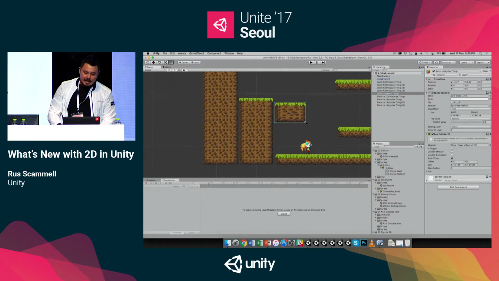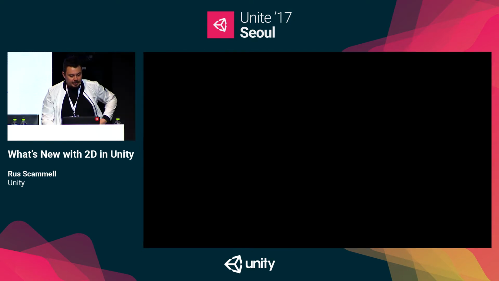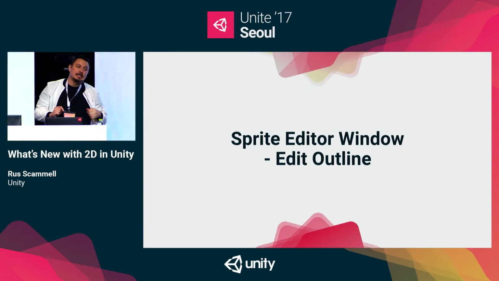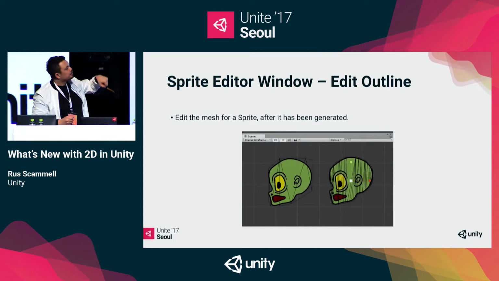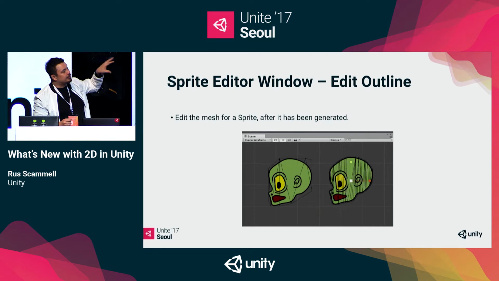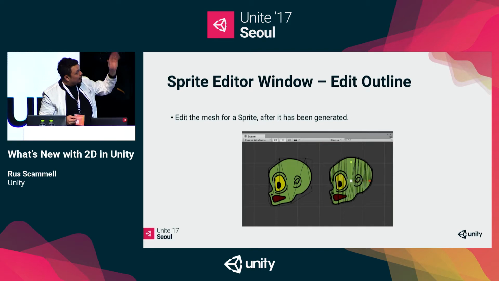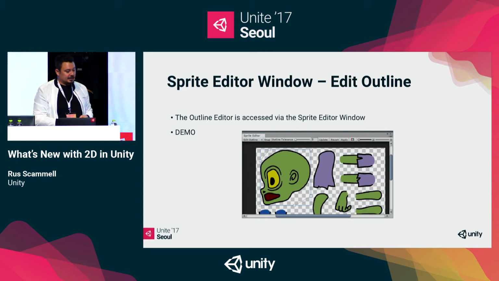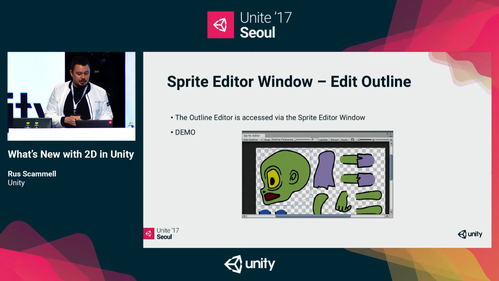Cool. So that's 9-slice. What else have we released? Okay, to go back into PowerPoint, let's take a look at the edit outline mode. So when you bring a sprite into Unity, we generate a mesh. And what the edit outline mode allows you to do is to refine that mesh. So you can change what that mesh looks like for the sprite after it's been generated. And you access this via the sprite editor window. So we're going to go back into Unity and see that in action.